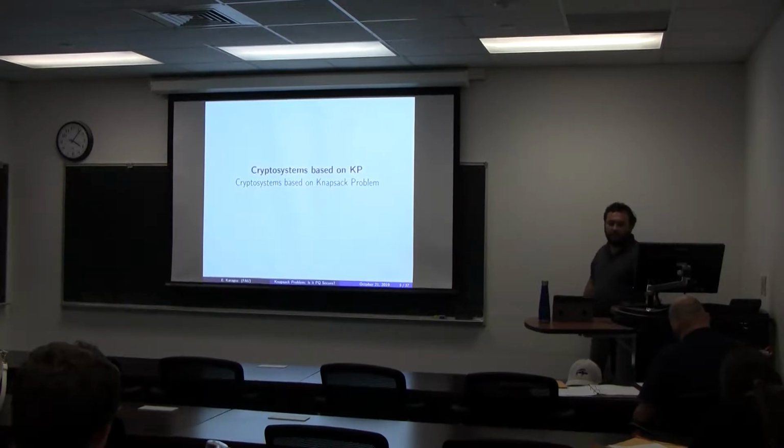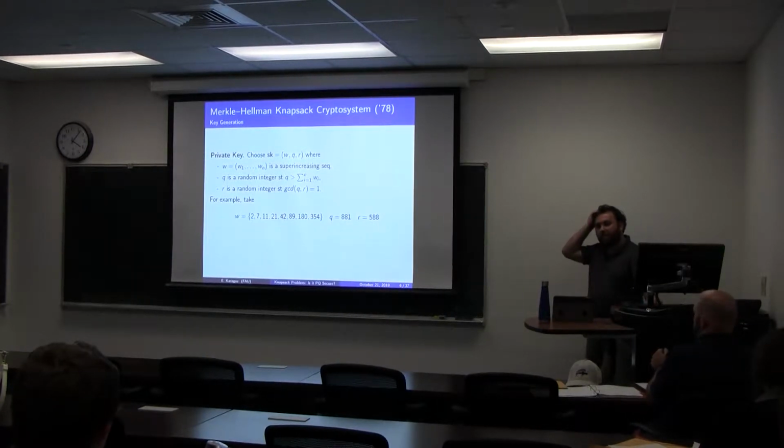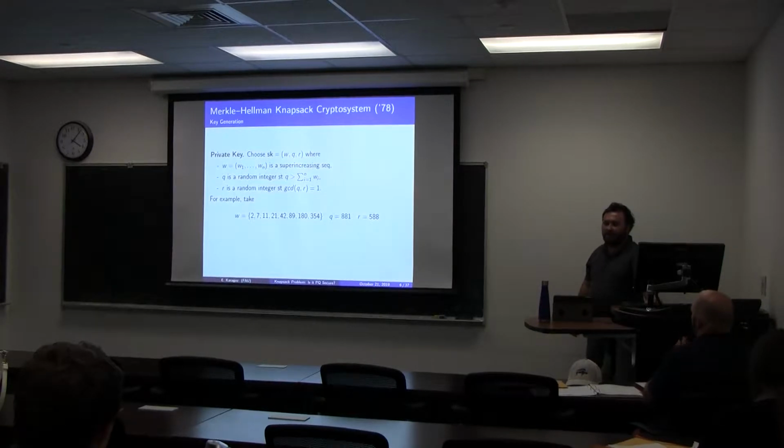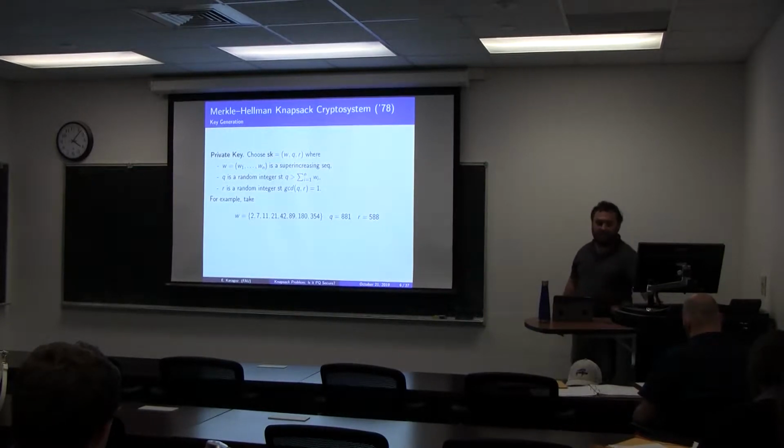So, crypto systems based on the Knapsack problem. The first one is the Merkle-Hellman Knapsack crypto system, introduced in '78. This is just 1 year before the RSA crypto system was introduced. We still use RSA, but we don't use the Merkle-Hellman crypto system because it was broken in '82 by Shamir. It lived for just 4 years. Then it was totally broken.